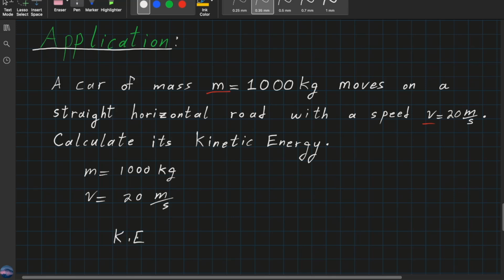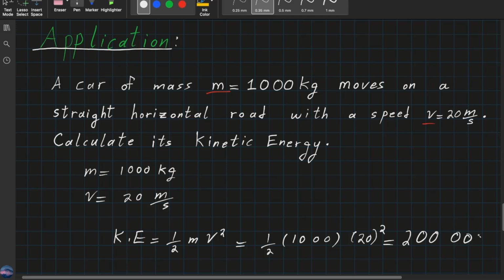The kinetic energy of the particle is equal to half mv squared. We substitute the mass of the car, and we multiply by the velocity squared, 20 squared. We plug this into our calculator. We find that the answer is going to be 200,000 joules.